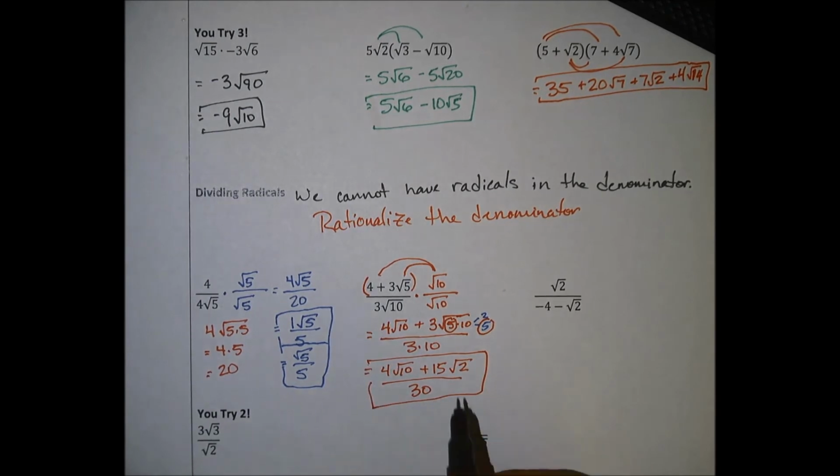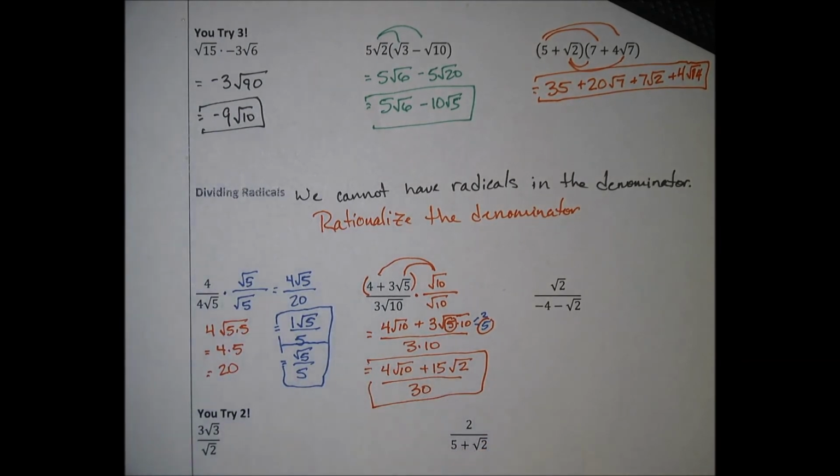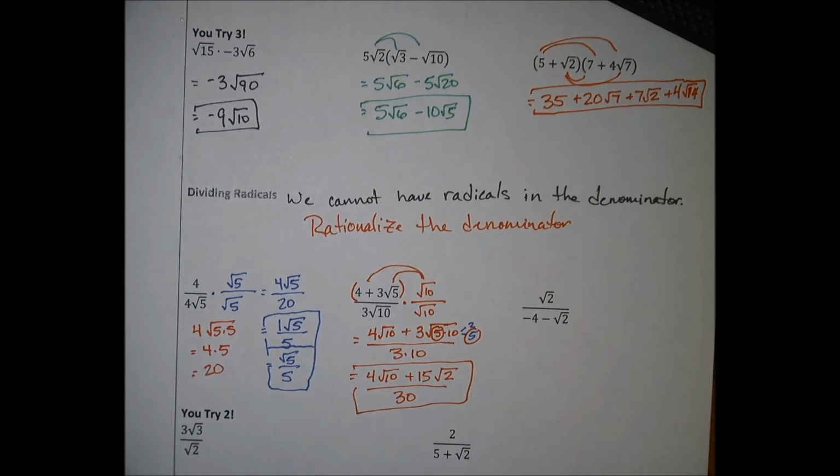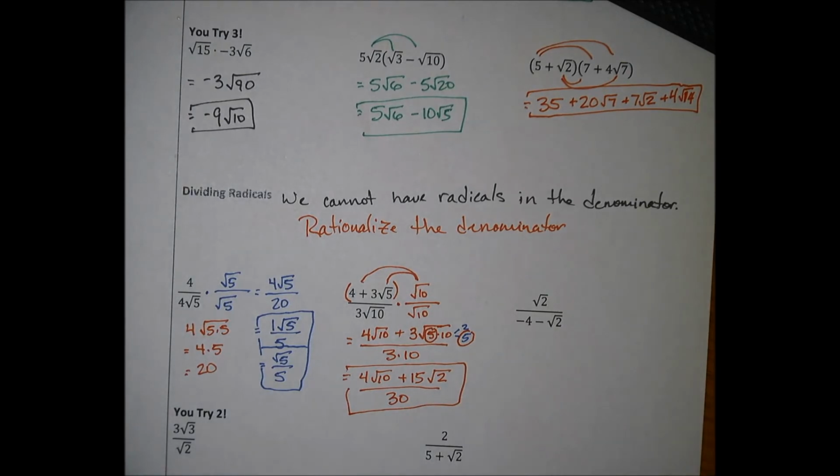Anytime you have 2 things on the top, I would just say avoid reducing it. Avoid trying to, because it is difficult. It can reduce a little bit, but it's not really worth it. Okay. Let's look at the last one here, and then you can try a couple.